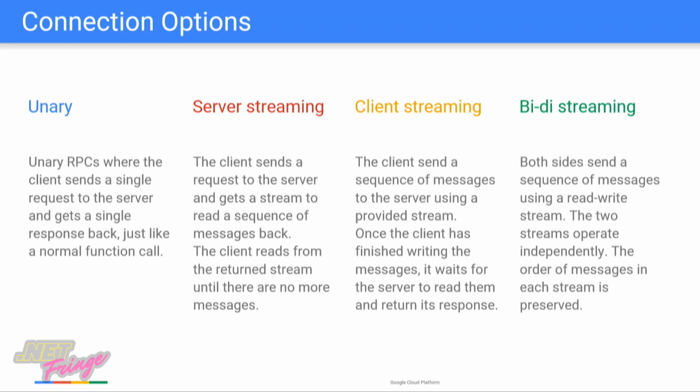Client streaming: the client sends a sequence of messages to the server using a provided stream. Once the client has finished writing the messages, it waits for the server to read them and return its response. And bidirectional streaming: both sides send a sequence of messages using a read-write stream. The 2 streams operate independently. The order of messages in each stream is preserved.